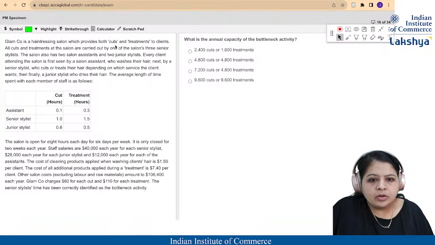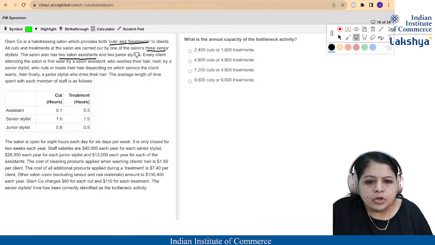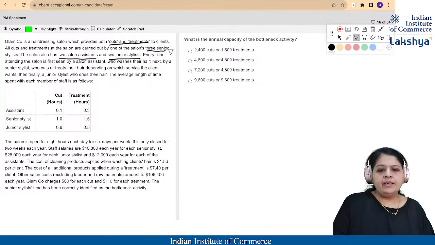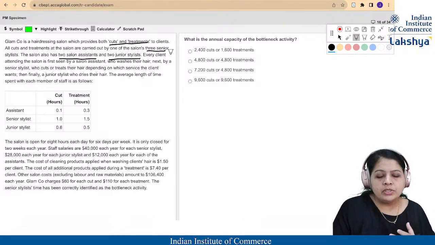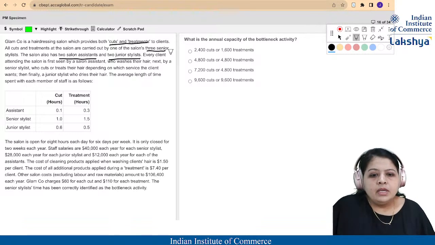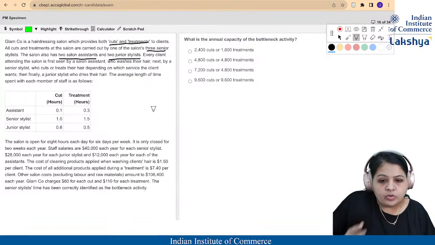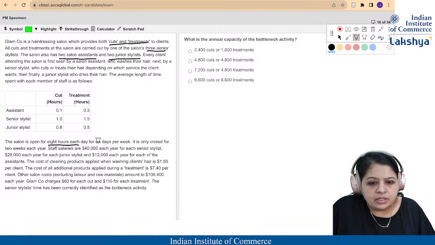Right. So there's a salon. It does two things, cuts and treatments. Cuts are carried out by one of the three senior stylists. So they have got three senior stylists here, two salon assistants, two junior stylists. Every client attending the salon is first seen by the salon assistant who washes their hair, then by a senior stylist who cuts or treats them, and then the junior stylist who dries the hair. The average time spent on cuts and treatments by the different people working in the salon is given. The salon is open for 8 hours each day, 6 days per week.